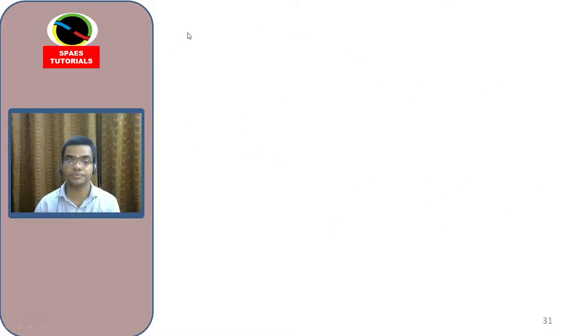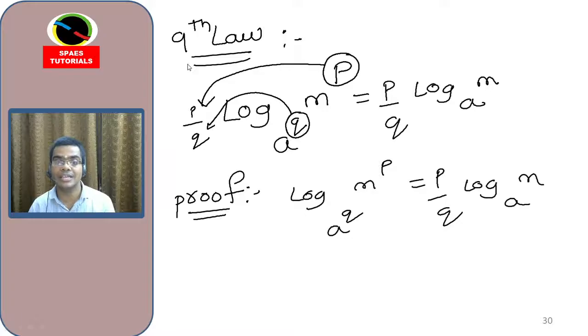Now next. Till now we have seen a total of 9 laws. These are the most important laws of logarithms. There is one more law which I'm remembering. Let me write that down.